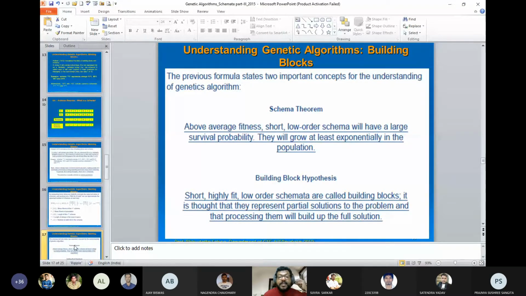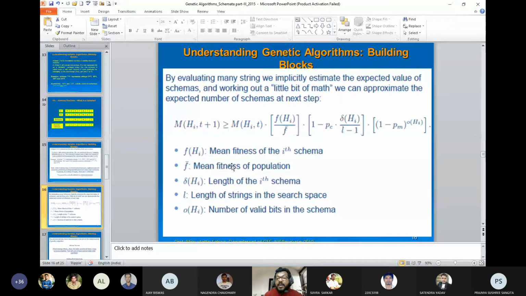What it says is that above-average fitness, short, low-order schema will have a large survival probability, and they will grow at least exponentially in the population. That is the good quality solution. And what is a good quality solution? First, we have to fit them into schema, and consider their average fitness. Suppose I have three schema, H1, H2, H3, and I find that H1 and H2 have a better fitness value in comparison to H3. Then H1 and H2 have a higher probability to grow in the population.